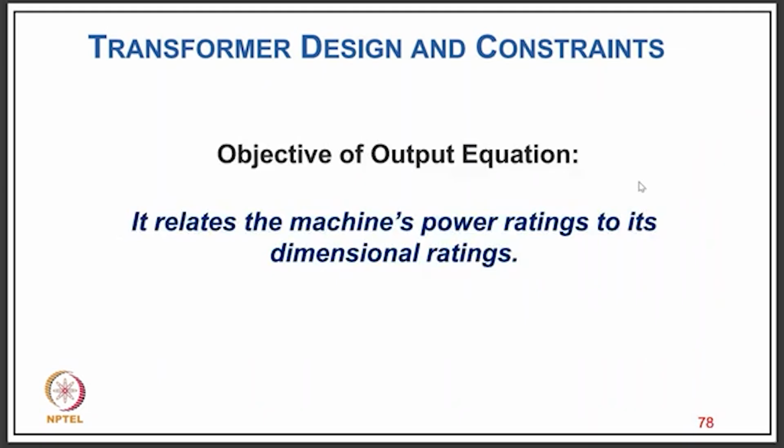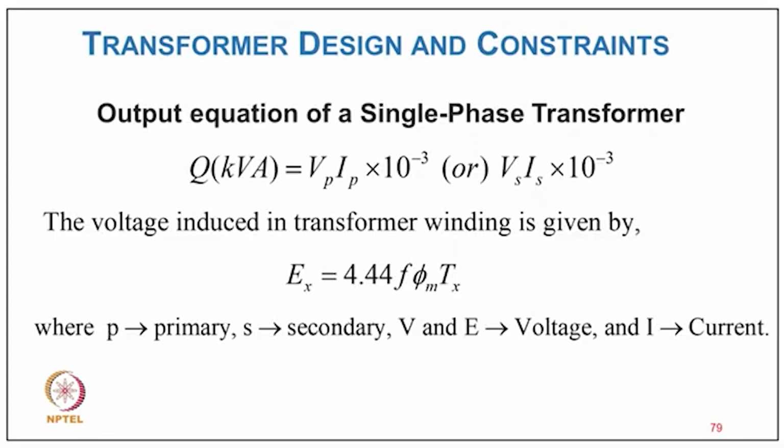The objective of the output equation is that it relates the transformer power rating to its dimensions. A typical example is the output equation of a single phase transformer, Q. Normally the rating of the transformer is always in VA, kVA or MVA. The reason being that you don't know what the power factor of the load is by which the transformer can be loaded.